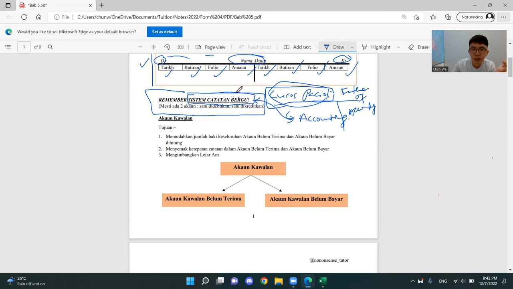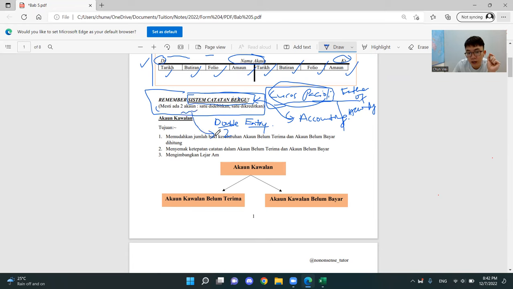And what is this actually? This Sistem Catatan Buku sounds like a big term, macam perkataan yang hebat, but actually, if you directly translate it into English, it is double entry. So when you translate into English, it's actually a simpler term. Double means two, and entry means what? Enter lah.